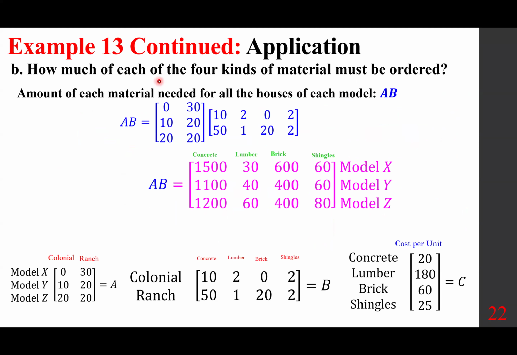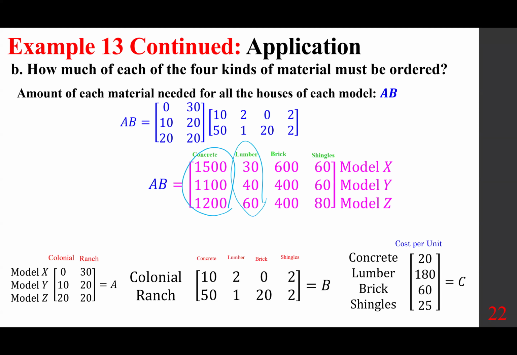How much of each of the 4 kinds of material must be ordered? We want the amount of each material needed for all houses of each model, AB. For the material, we said concrete, AB said model X needs this much, model Y, model Z. So if you want the concrete, just add them up. This is how many concretes we need for the entire project.